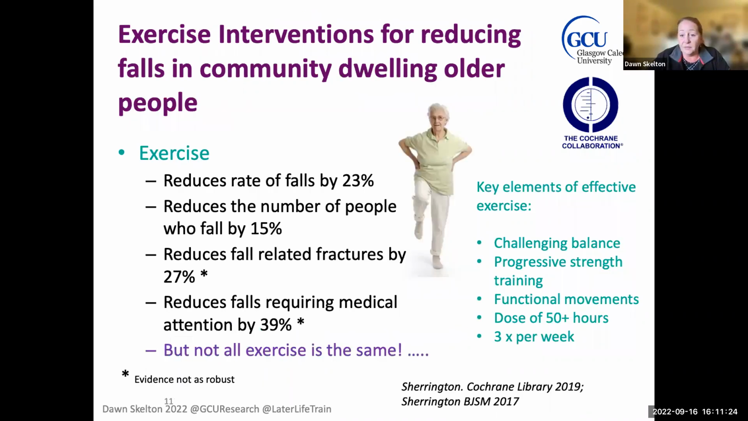And in terms of exercise for preventing falls in community dwelling older adults, we see a similar reduction in rate, but we also see a reduction in the number of people who fall, and a reduction in possible fall-related fractures and in falls requiring medical attention. There are stars next to those because the evidence is not as robust. Some studies haven't shown a change and some have.